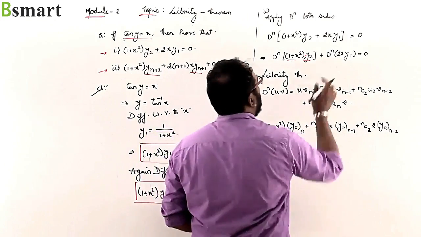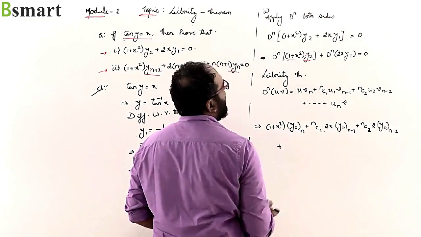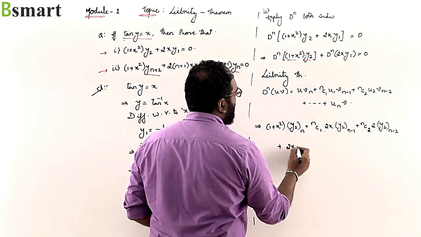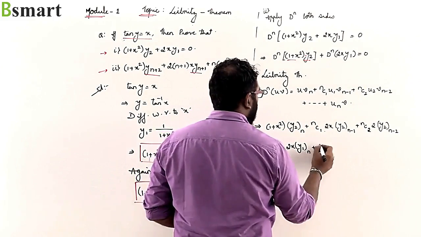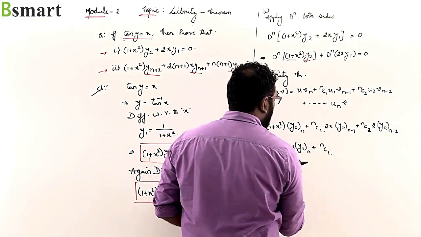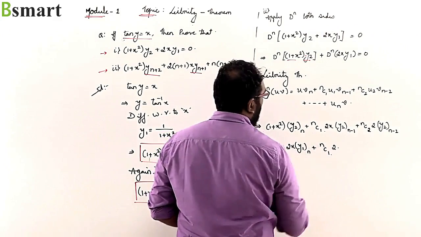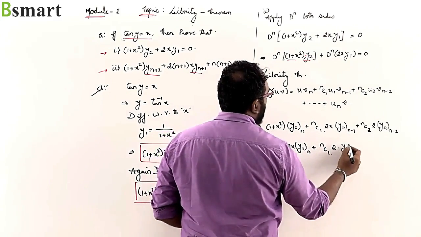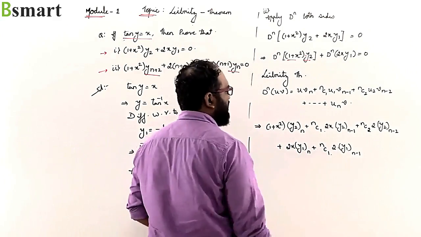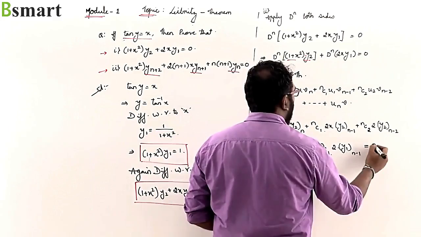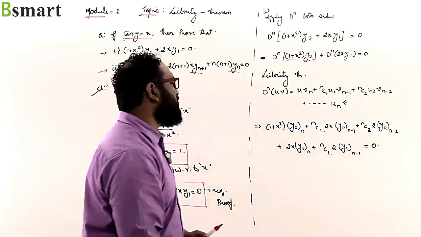Now again for this, plus 2x into y₁ of nth derivative, plus nC1 into the derivative of 2x, which is 2, into y₁ of the (n−1)th derivative, and the derivative of 2 is 0. So from here all the terms will become 0. Now let's simplify these terms.